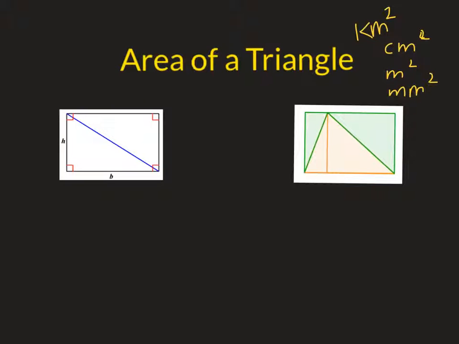Let's have a look at this visual to help us out. You can see here that we have a rectangle that's been split in half diagonally. You can see by splitting this rectangle in half, we've made a triangle. And that is how we can prove and find a way to find the area of a triangle.